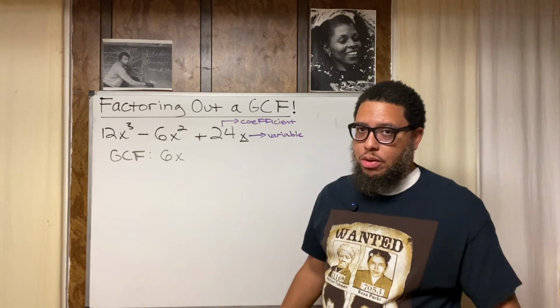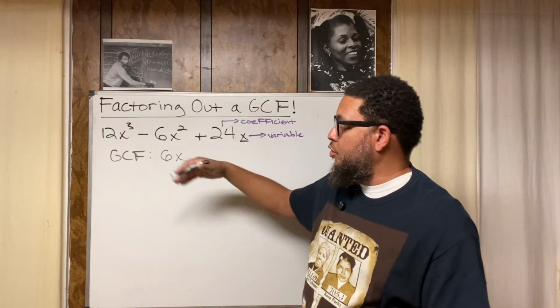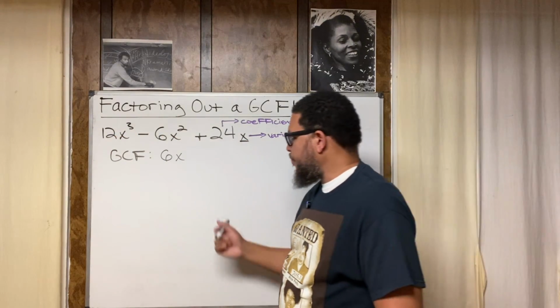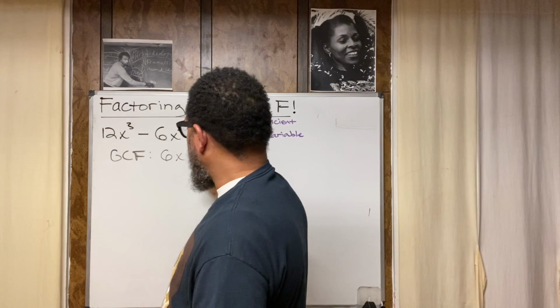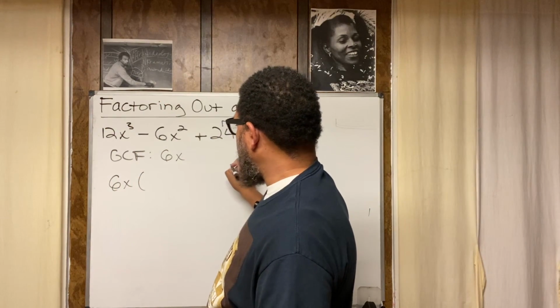Now, we're not done, though. We're going to factor this. We factored out the GCF in order to factor the trinomial expression. All right, so this is how we do this. Now we're going to rewrite this expression with the GCF outside of a set of parentheses.